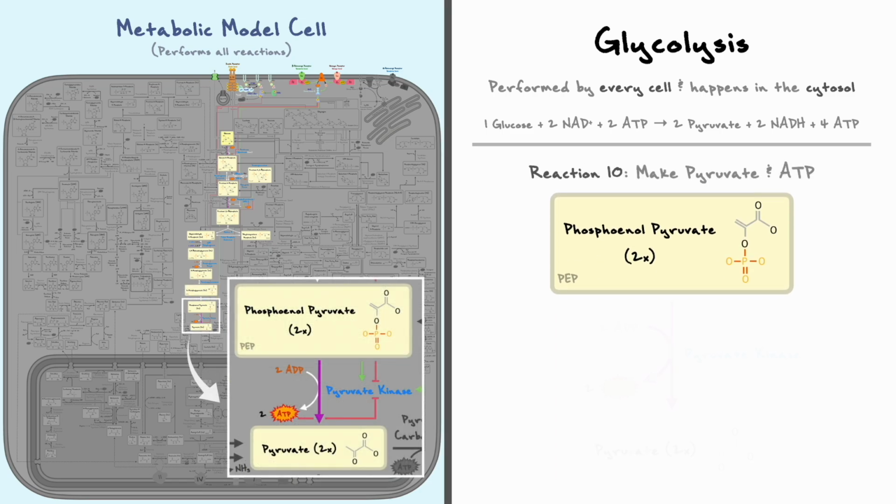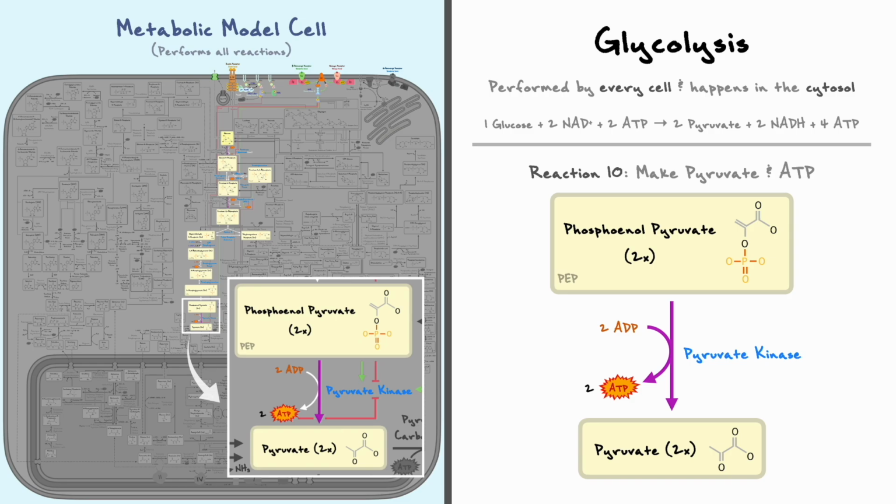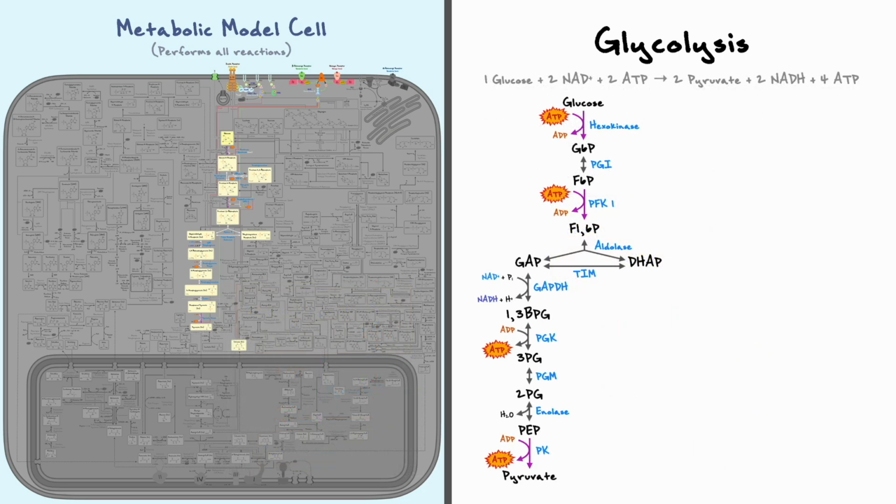Finally, the last reaction of glycolysis is mediated by pyruvate kinase and essentially uses the remaining phosphate group on PEP to phosphorylate ADP to ATP. This reaction leaves us with 2 molecules of pyruvate. So, to quickly recap what we covered thus far, here is the summarized glycolysis pathway.